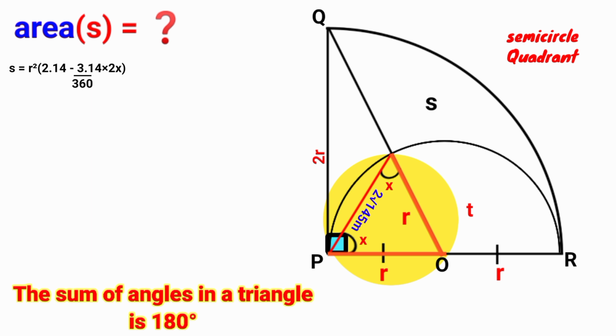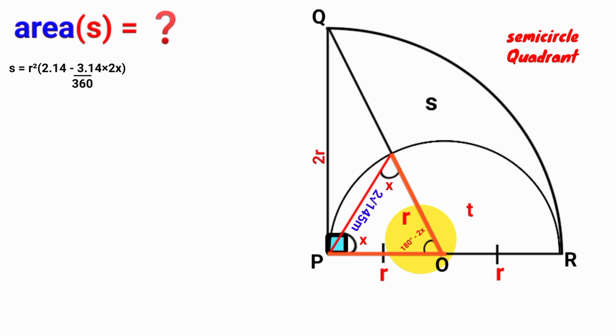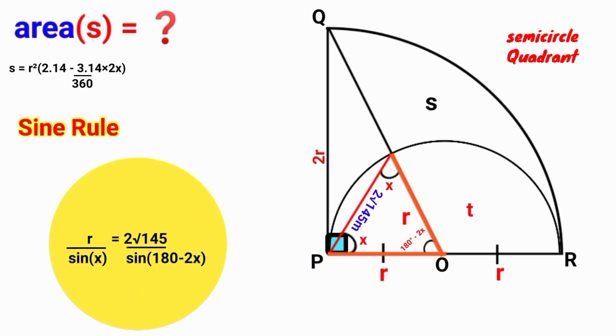Now still on this triangle, based on the rule that the summation of angles in a triangle is 180 degrees, since this is x and this is x, this must be 180 degrees minus 2x. Now if you use the sine rule on the triangle, this side divided by the sine ratio of this angle must be equal to this side divided by the sine ratio of this angle facing it. So R over sine x equal to 2 root 145 over sine 180 minus 2x.